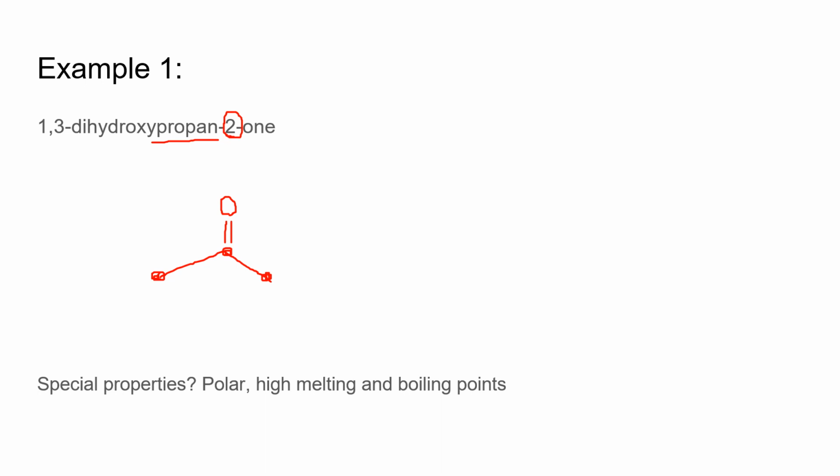And then we can take a look at the side chain, which is 1,3-dihydroxy. In this case, because the ketone is in the second position, it doesn't really matter which side we start from, so we can just start from the left side. So this is the first carbon, second carbon, and the third carbon.